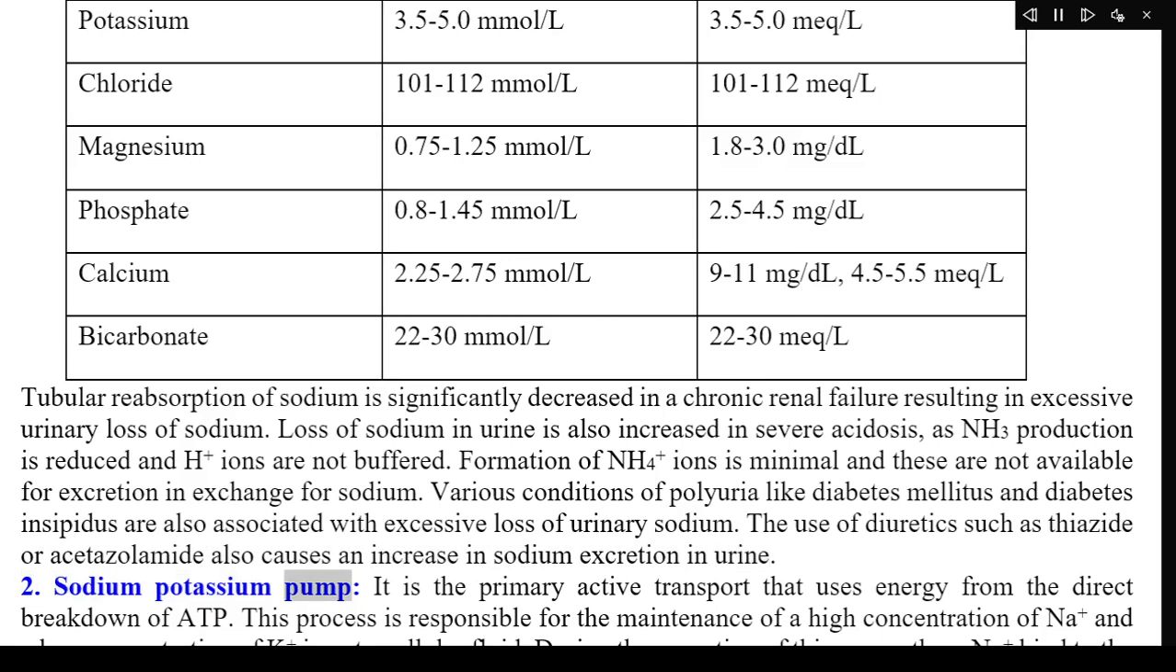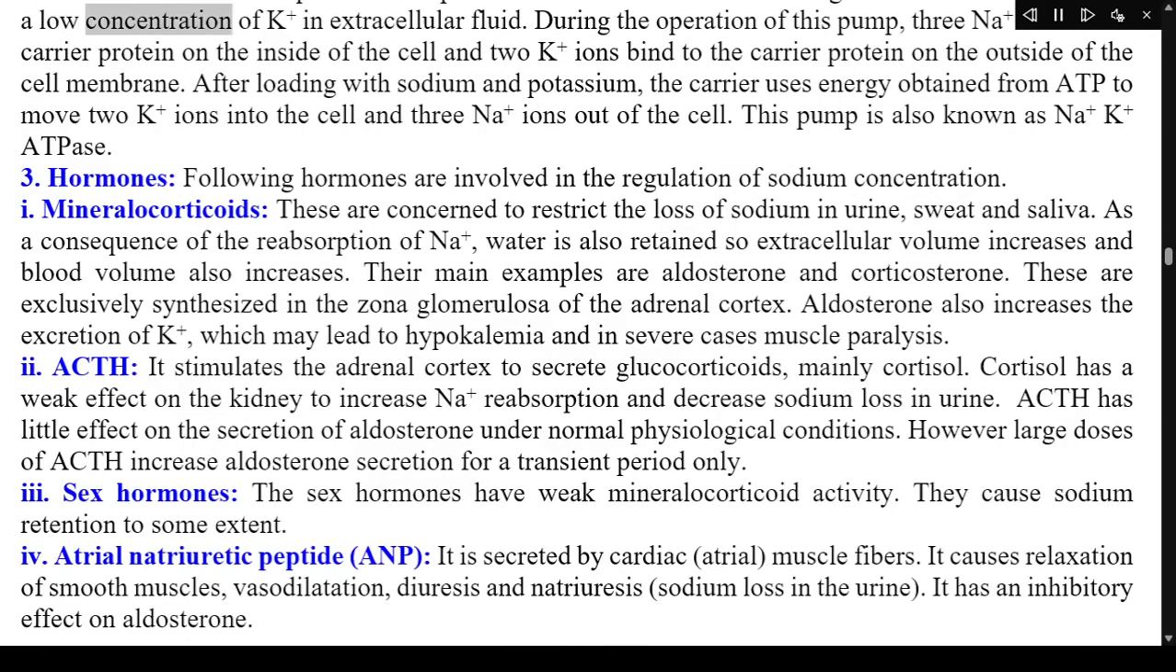2. Sodium-potassium pump. It is the primary active transport that uses energy from the direct breakdown of ATP. This process is responsible for the maintenance of a high concentration of Na+ and a low concentration of K+ in extracellular fluid. During the operation of this pump, 3 Na+ bind to the carrier protein on the inside of the cell and 2 K+ ions bind to the carrier protein on the outside of the cell membrane. After loading with sodium and potassium, the carrier uses energy obtained from ATP to move 2 K+ ions into the cell and 3 Na+ ions out of the cell. This pump is also known as Na+ K+ ATPase.